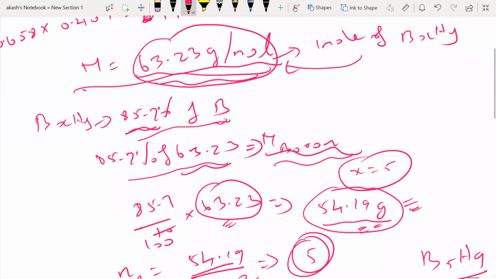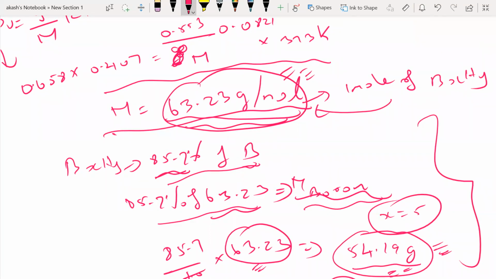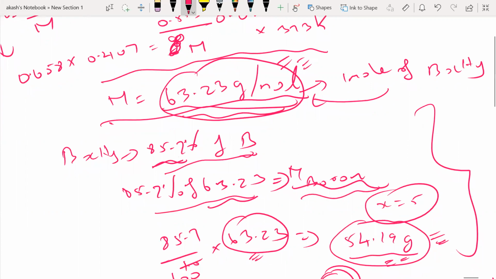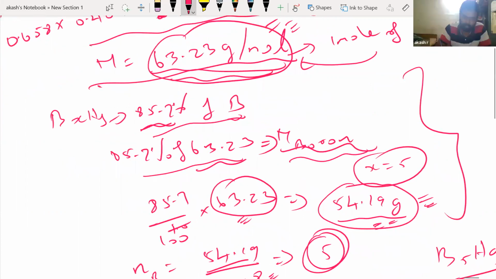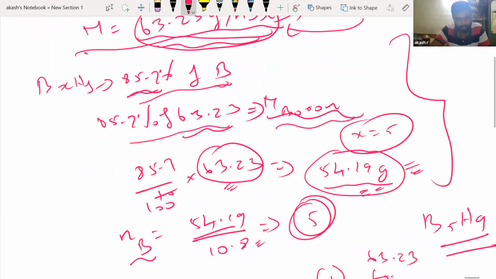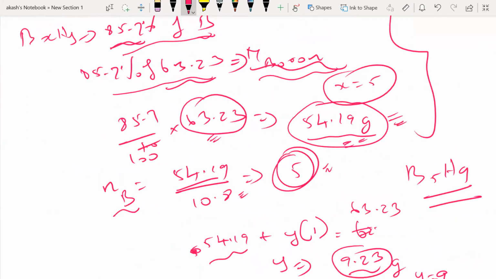Whatever number you get, everything else is going to be the same. If you get only a point difference, that doesn't make any difference, and the ratio, which is basically x to y, will not change. Yes, that's true. Sir, instead of 54.19, I'm getting 53.75. So we can approximate it, and you should still get approximately 5. No problem at all. Doesn't matter.